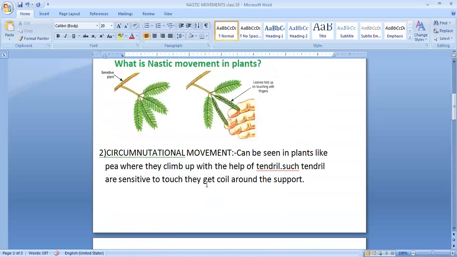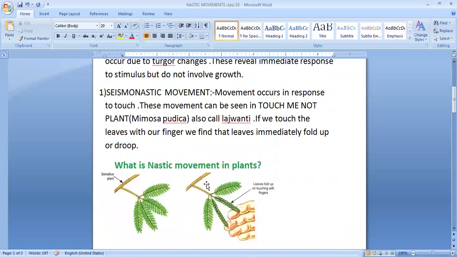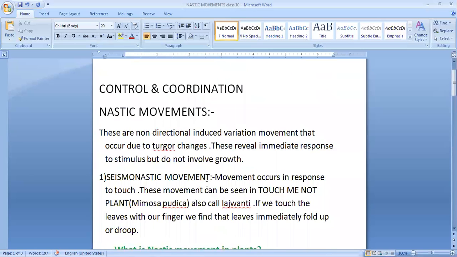In the next video, we will see how control and coordination takes place in animals, and that also in humans.